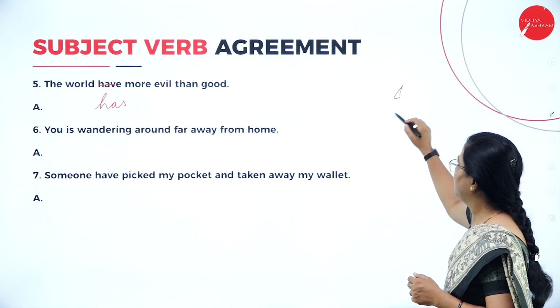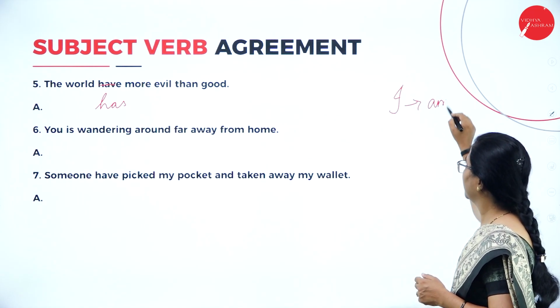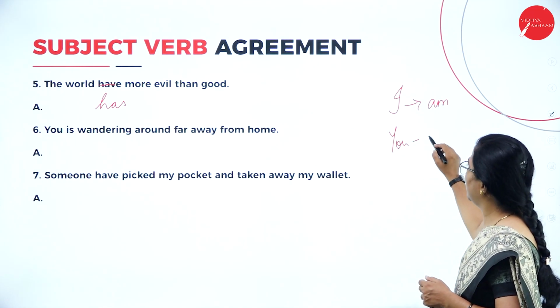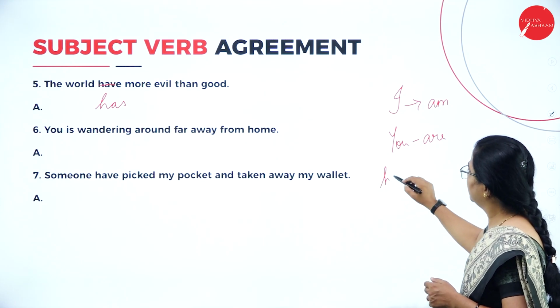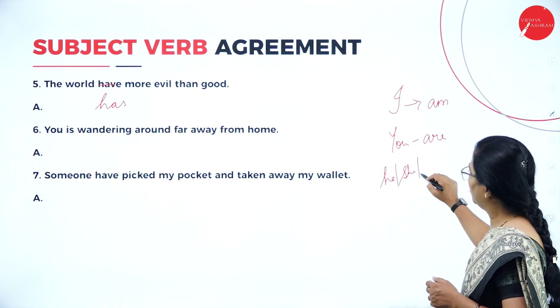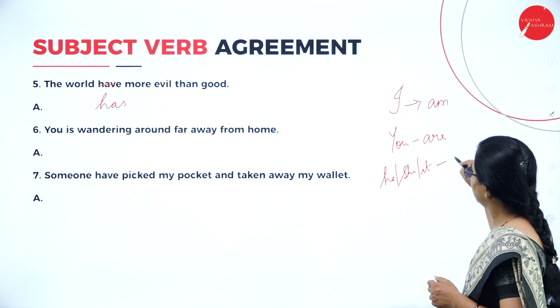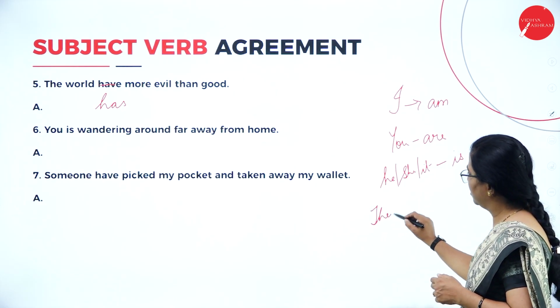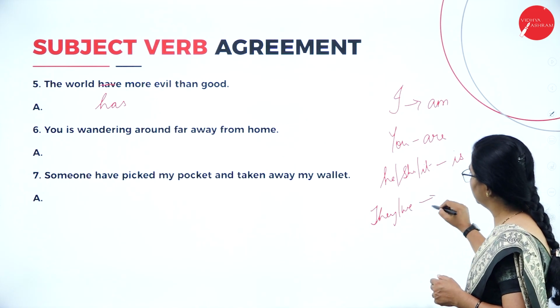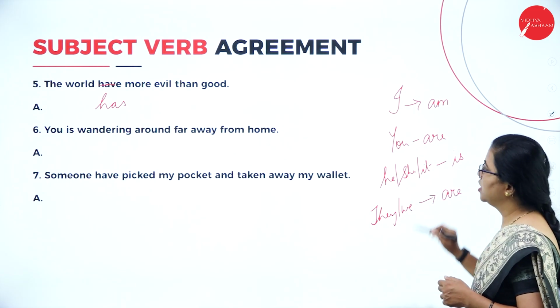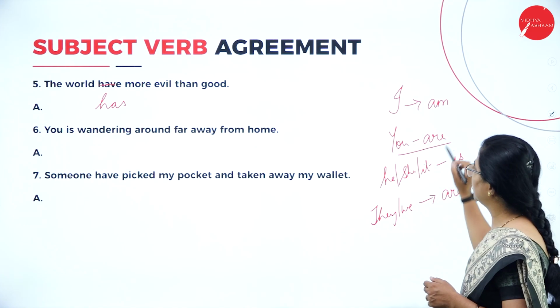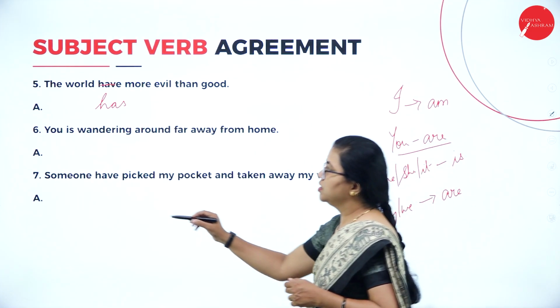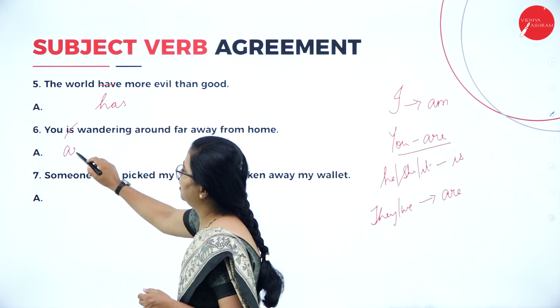You know this rule, right? With I, you use am. With you, you use are. With he, she or it, you use is. With any plural like they, we, use are. So if you know this rule, with you, you are supposed to use are. So here it is are.